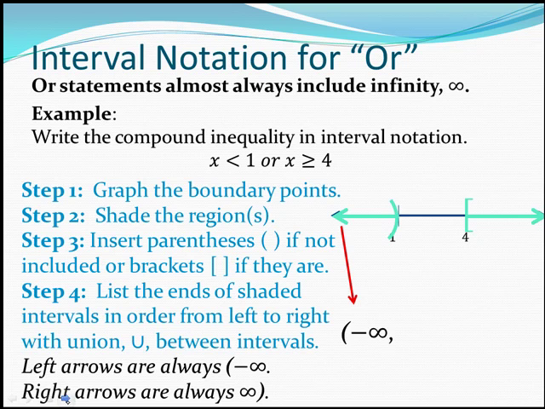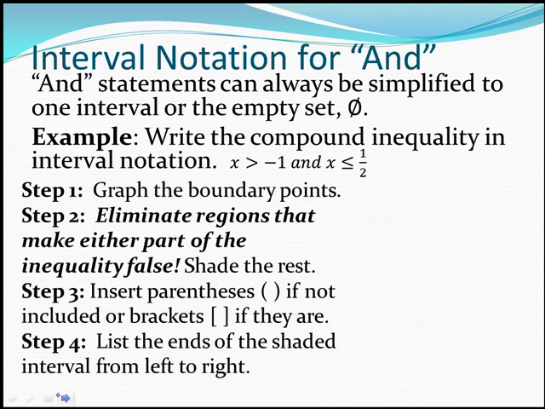Then we write the boundary point 1 with a parenthesis just like it appears on the graph. That's the first shaded region. The second shaded region starts at 4 with a bracket, and it goes to the right arrow, which is always infinity parenthesis. Now we join the two intervals together, we unite them with a U for union. Union always means or.